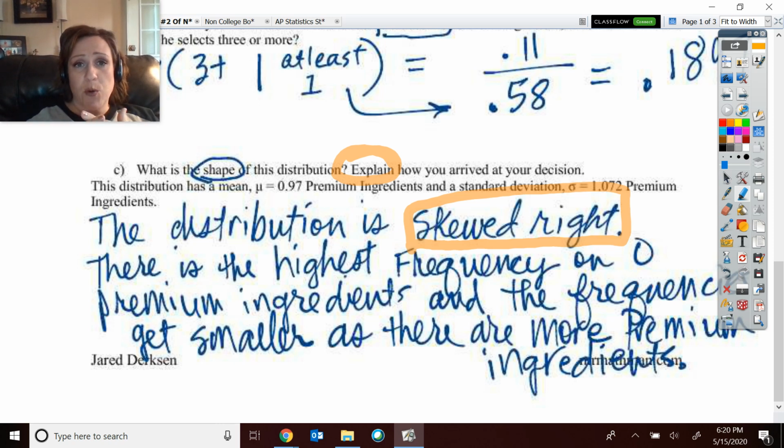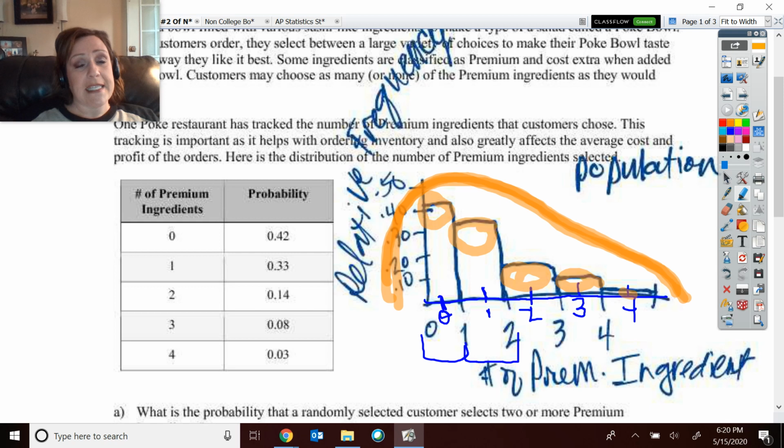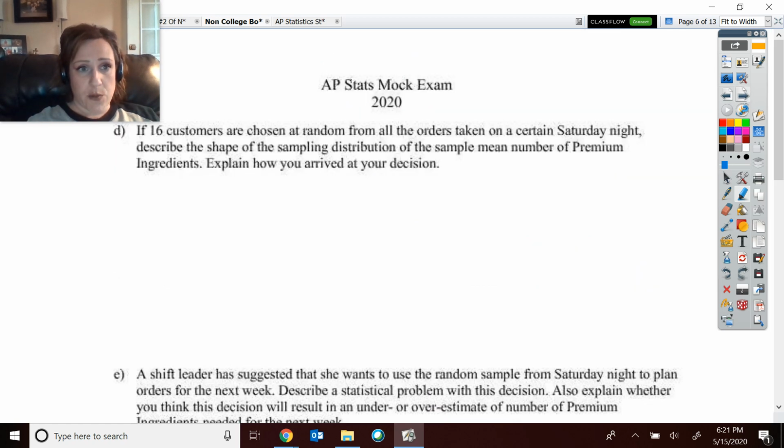A common way that College Board wants the explanation of positive, negative trends, how can you tell if it's a linear relation, all these different things, is comparing as one goes up, does the other variable increase or decrease, or how much does the frequency increase or decrease. So I chose to use that language when I described my answer. There is the highest frequency on 0 premium ingredients, context, always, and the frequencies get smaller as there are more premium ingredients. So I was verbally describing what was happening there. All right, very good. So now let's go on to the next question.